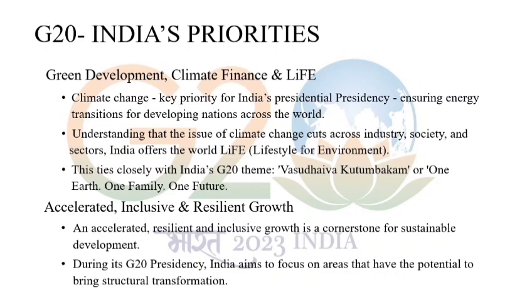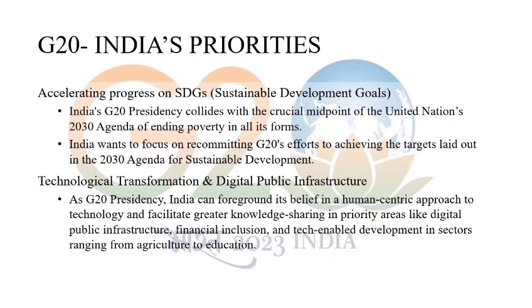The next priority is accelerated, inclusive and resilient growth. For a sustainable development, an accelerated, inclusive and resilient growth is needed. During its G20 presidency, India aims to focus on areas that have the potential to bring structural transformation like building eco-friendly buildings. The third priority is accelerating progress on sustainable development goals.